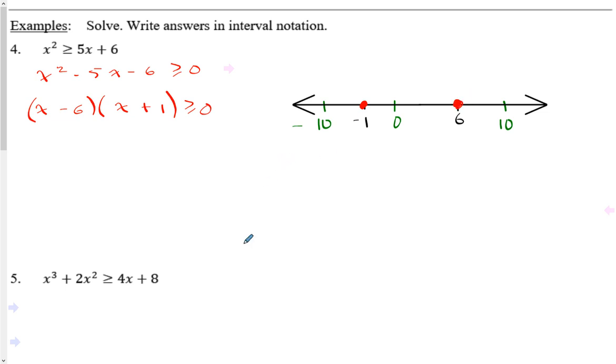When I look at my test points, if I plug in a negative 10, negative 10 minus 6 gives me a negative. Negative 10 plus 1 also gives me a negative. Negative times negative gives me a positive. So I know my function is positive in this interval, so this whole region over here will be part of my solution. And so as I sketch it on the number line, I'm going to include all of these points.